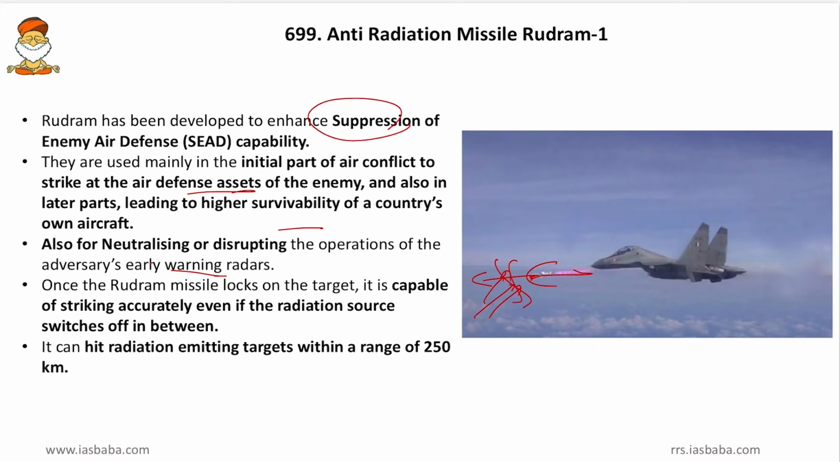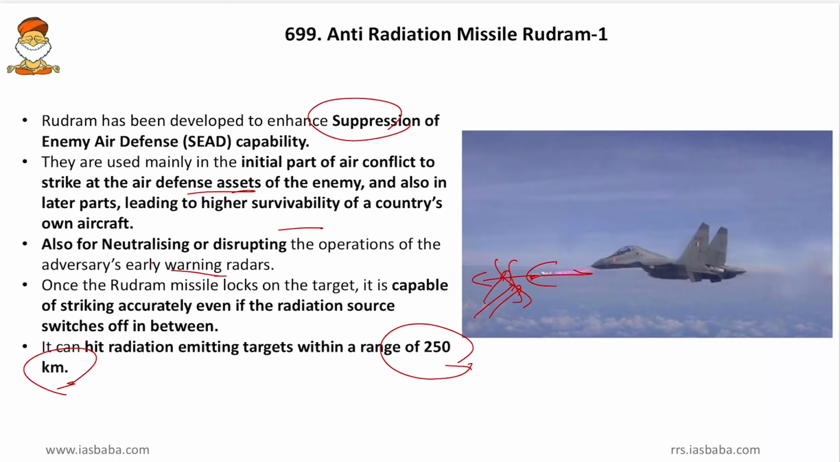And then it can also hit radiation-emitting targets at a range of 250 kilometers. Friends, these radiation-emitting targets will be counter-emitting radiation to disrupt the targeting capability of missiles. So even then it will hit, but that should be within the 250 kilometer range.